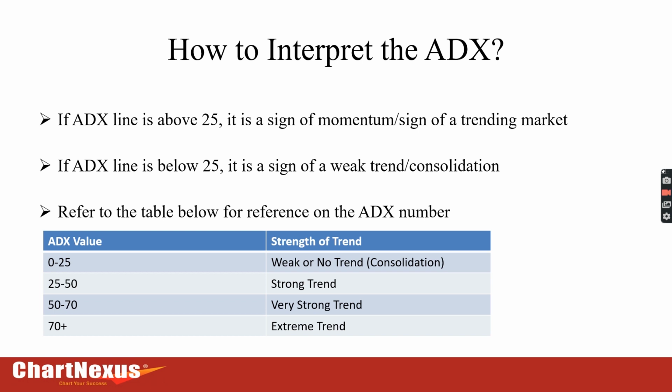And of course, if it's above 70, it is telling you that there is very extreme momentum behind the trend. Typically it is very rare for the ADX value to plot out more than 70, because that would indicate a very strong momentum behind a trend. All right, so this is the ADX line and the ADX number and what it tells you.